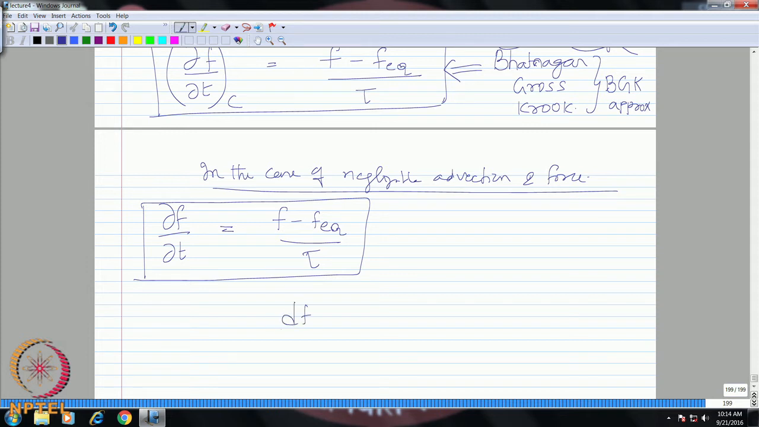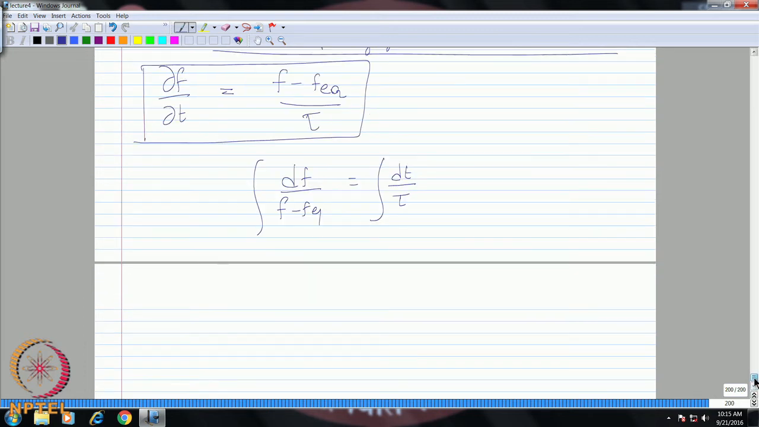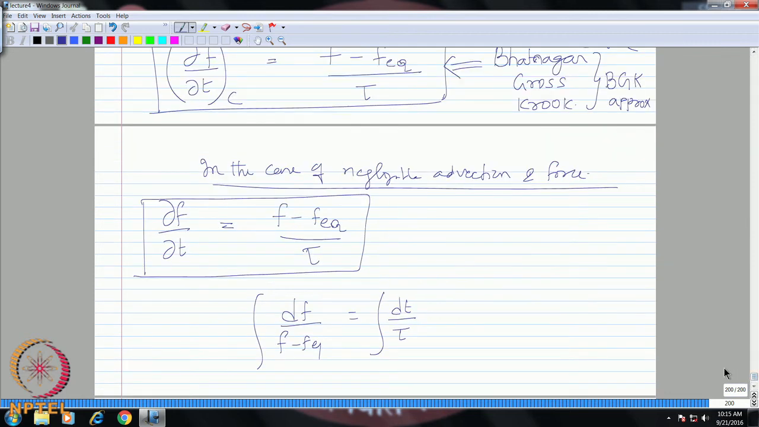You have df by dt equal to f minus f equilibrium by tau. So, find out, integrate it, find the solution. I will come to the physical explanation of tau. So, through this we will be able to interpret what exactly tau is.